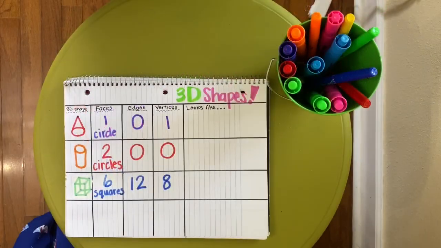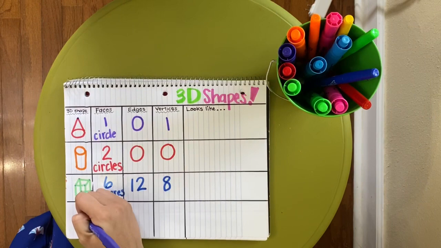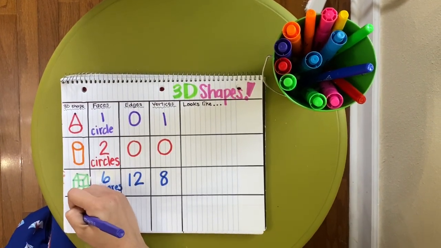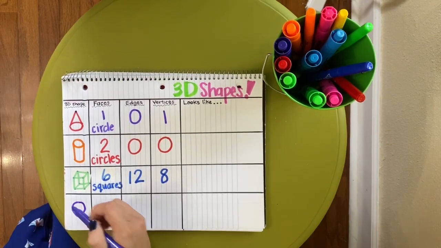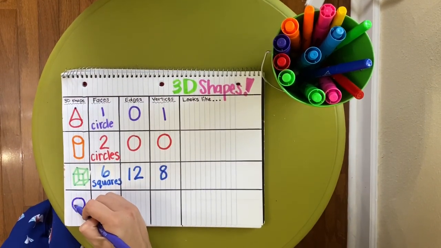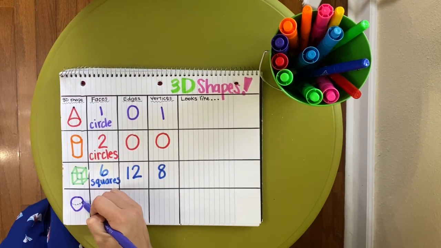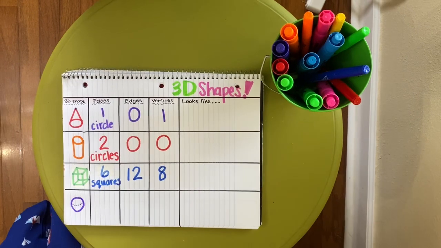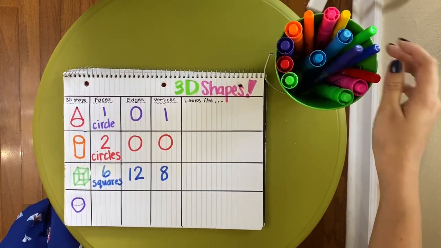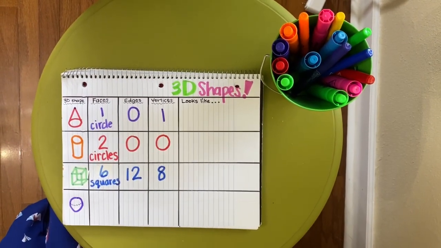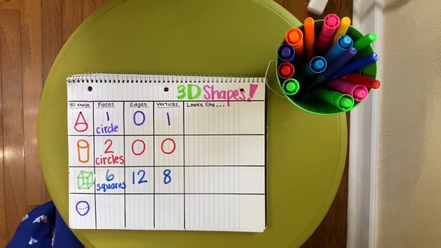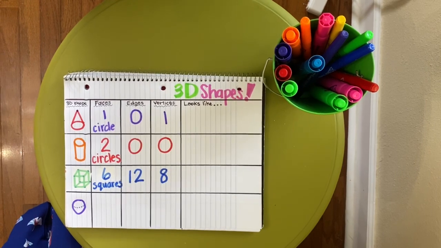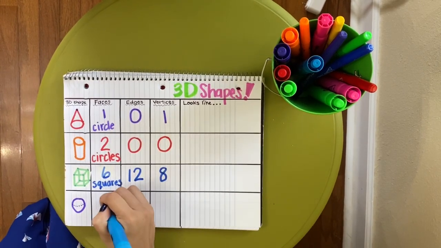The last 3D shape we're going to learn about is the sphere. Remember, a sphere is like a ball. So to draw a sphere, I draw a circle and then a curved line in the middle, and that is a sphere. Now, I want you to think, are there any flat 2D shapes that make up a sphere? There are not. So, there are 0 faces.